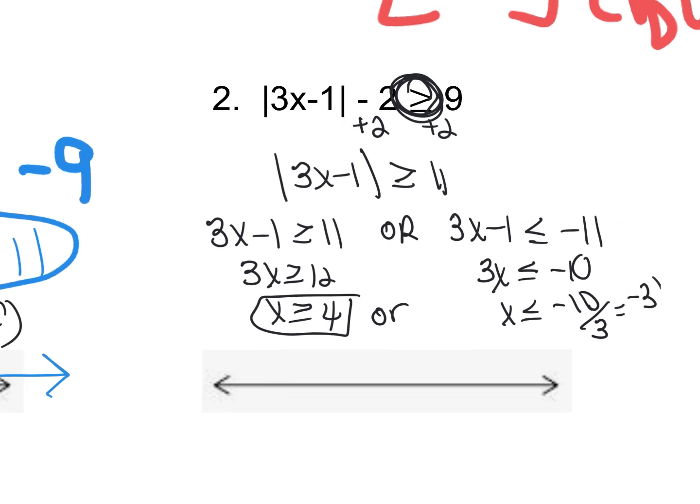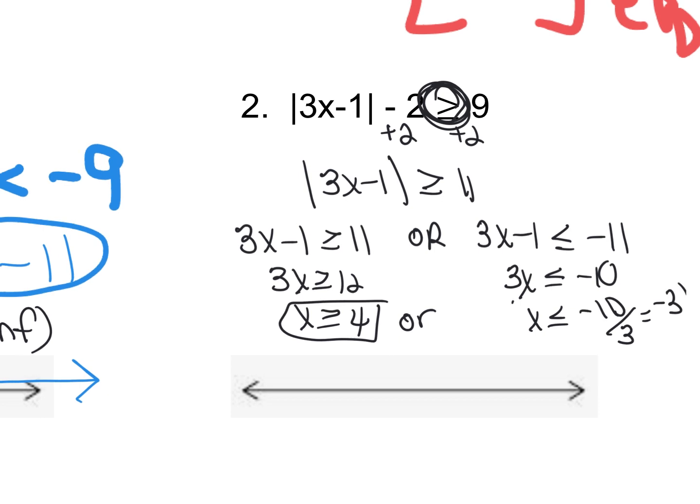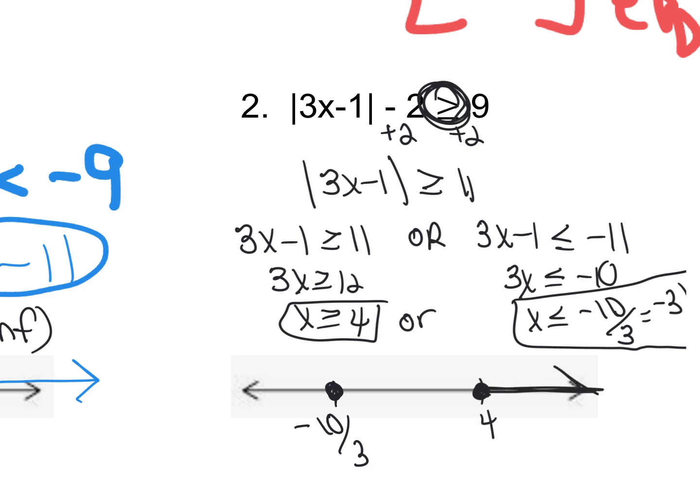Okay, so if we are just focusing on those two places on our number line, here would be negative 10 thirds, and then over here we have 4. And again, we have numbers in between those two. Since it's an "or equal to," we are going to have closed dots. If we look at the 4, x is greater than or equal to 4 means that we are going in that direction. x is less than or equal to negative 10 thirds means we are going in that direction.